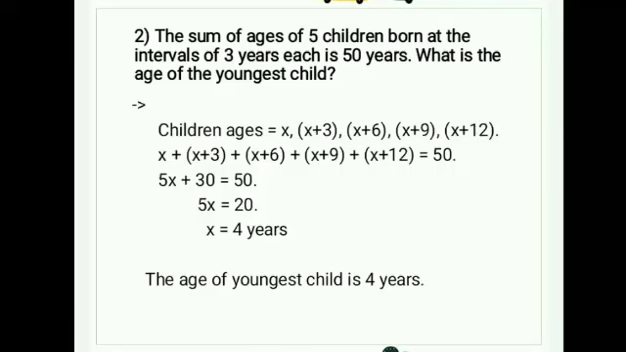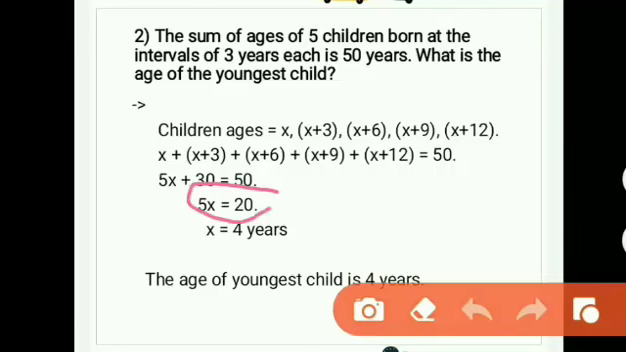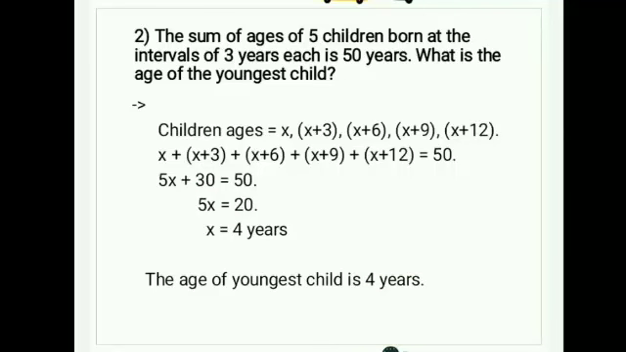Because of the 3 years interval, and it's given that the sum of the 5 children's ages is 50 years, we add these ages and the sum equals 50. Now by calculating the expression, we get 5x is equal to 20, which gives x equal to 4 years. So the age of the youngest child is 4 years. Here is the solution.